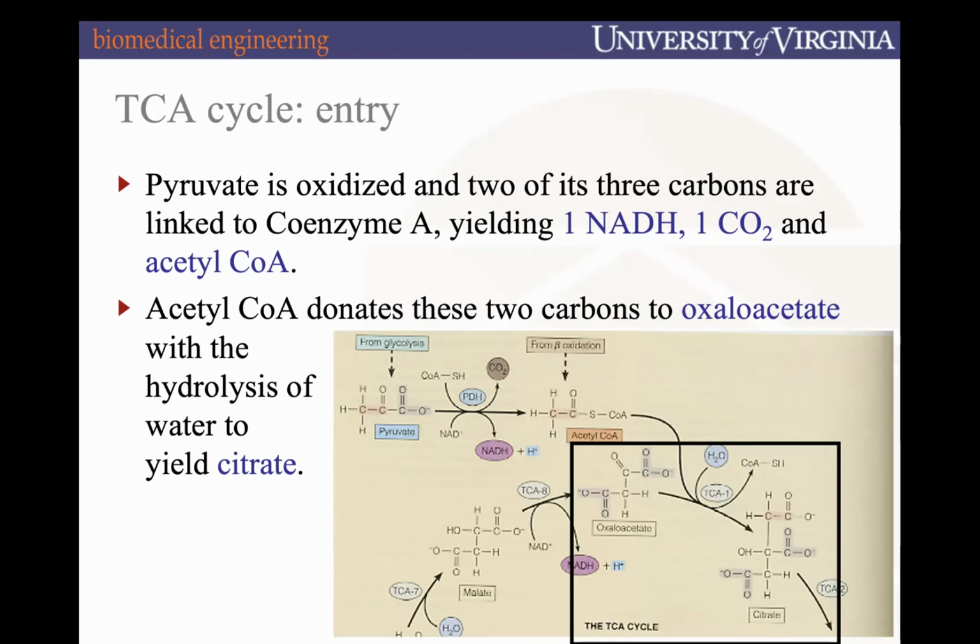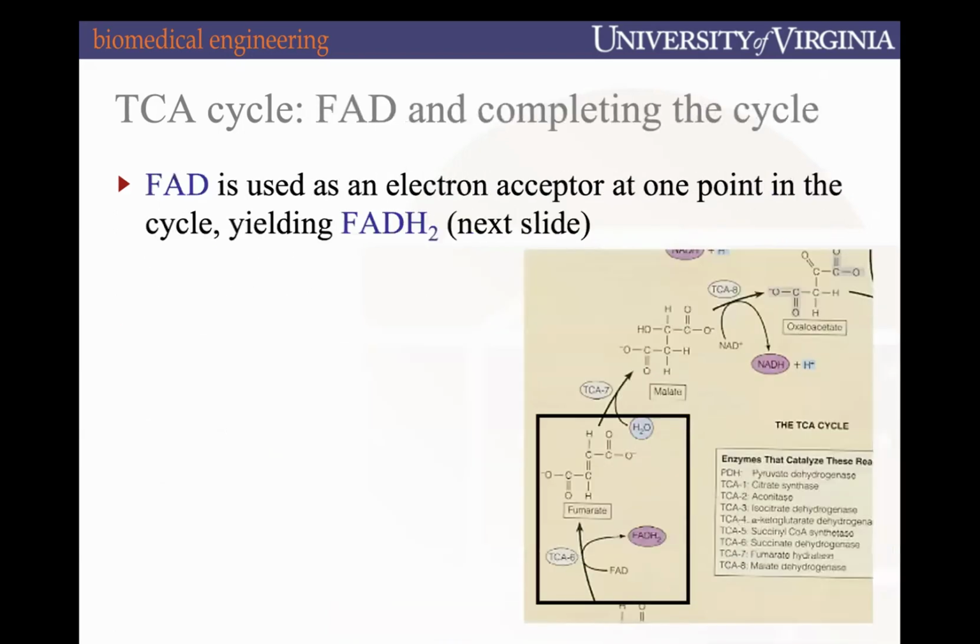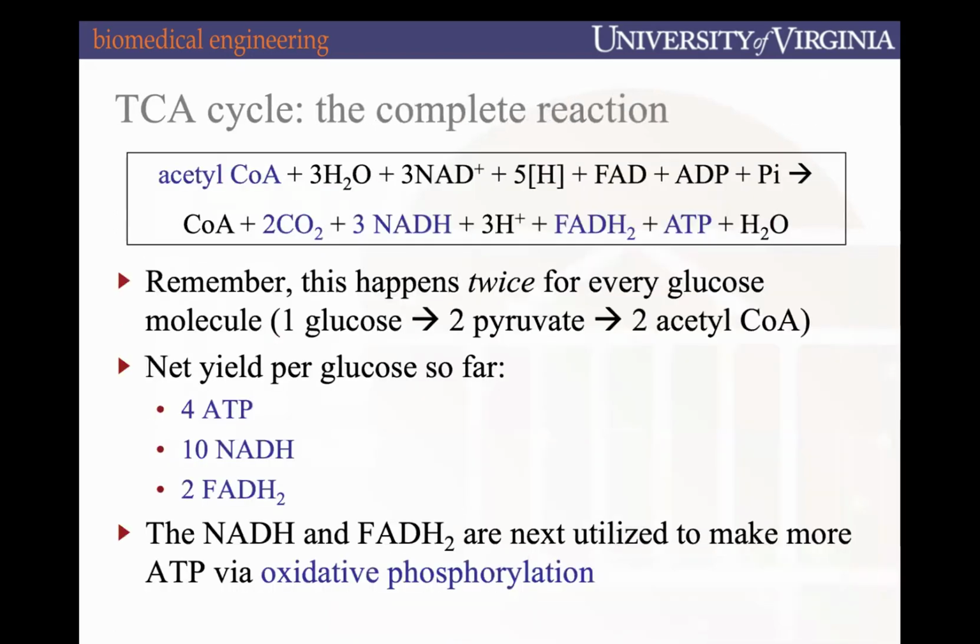Yes. On the most recent slide, there's a net yield for glucose so far. Is that just glycolysis plus TCA? Thank you. It's glycolysis plus the in-between step of pyruvate becoming acetyl-CoA and the entire TCA cycle. That's what the net yield per glucose is so far. That's what that means. Yes.